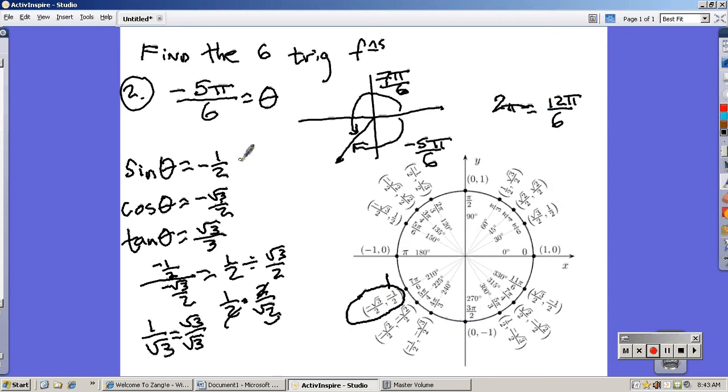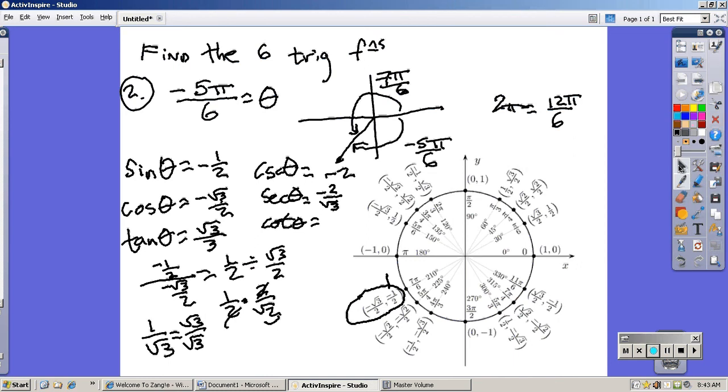All right, so let's keep going. Cosecant, secant, and cotangent. And remember, these are reciprocals, so cosecant is sine flipped over. That would be negative 2. Secant is cosine flipped over, so it would be negative 2 over root 3.